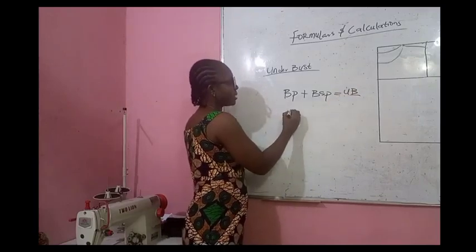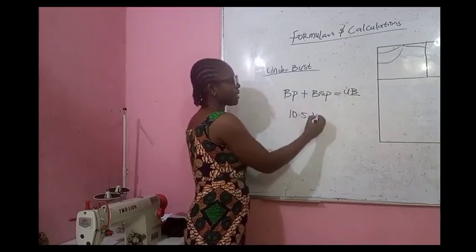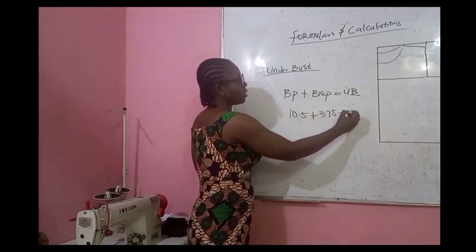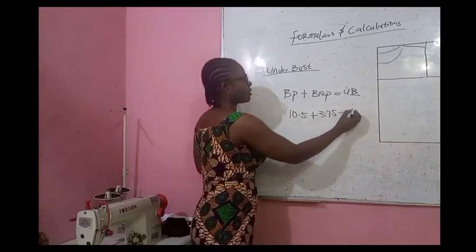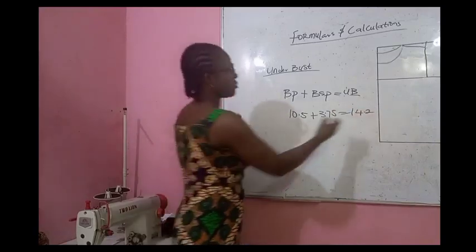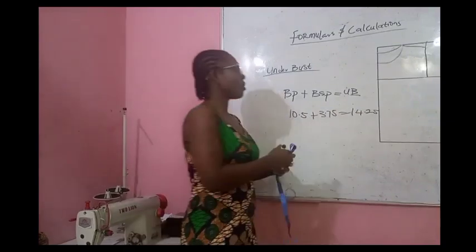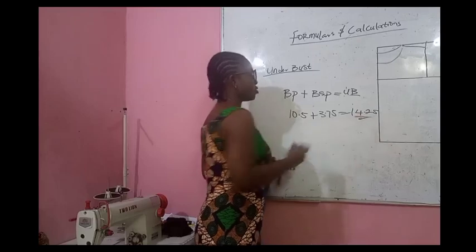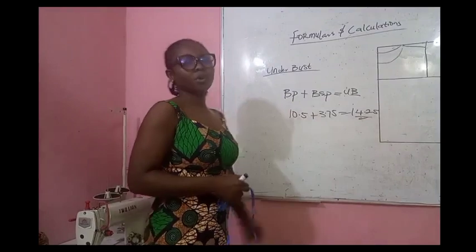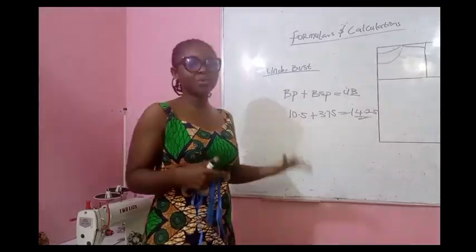So bust point is 10.5 plus bust span of 3.75 equals under bust of 14.25, right? Okay, so this is our underbust, 14.25. You do the calculation, it's going to give us 14.25. If you do not have your underbust, this is how to get the underbust measurement.